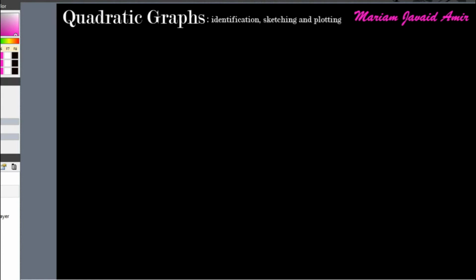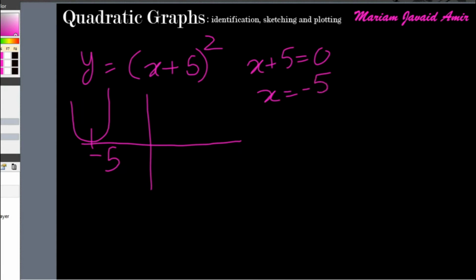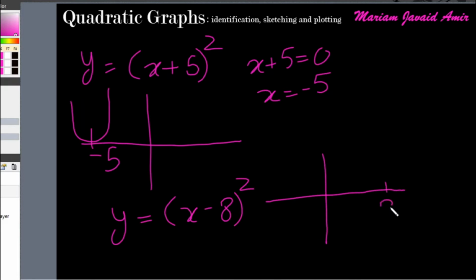Okay, so a few more examples. Y is equals to, let's say, x plus 5 whole square. This will move the graph 5 units to the left, not to the right, because like we just discussed, you substitute x plus 5 is equals to 0, so the solution or the root of this equation is -5. So the graph shifts 5 units to the left. Similarly, for a graph like x, let's say -8 whole square, this will move the graph 8 units to the right, so it will look something like this.